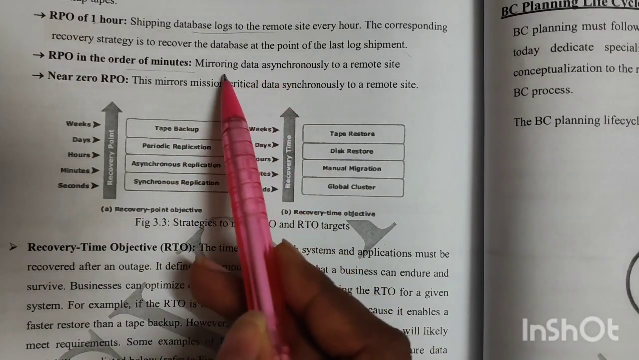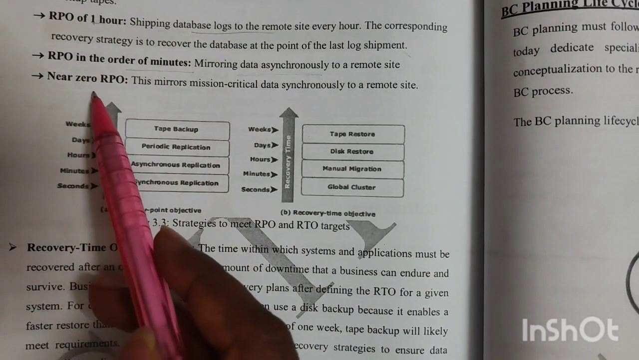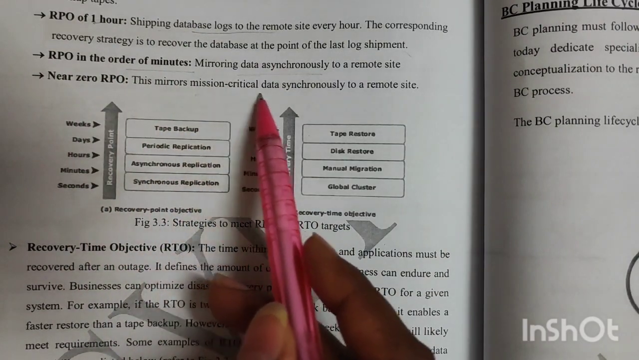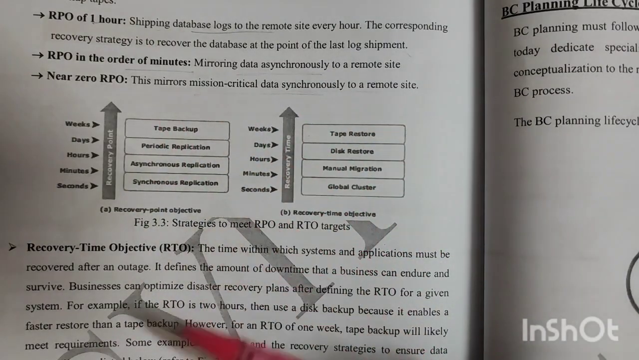So this happens, mirroring of data happens asynchronously to a remote site. Near zero RPO, this is to mirror mission critical data, which happens synchronously to a remote site.